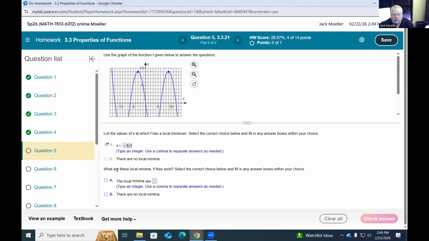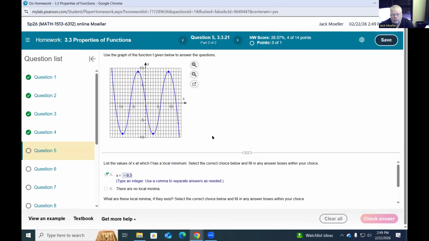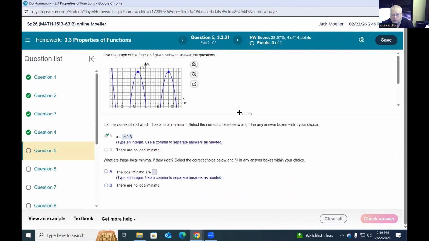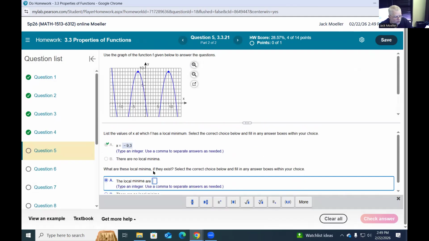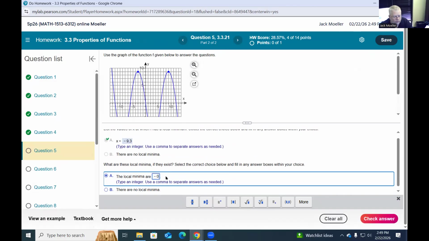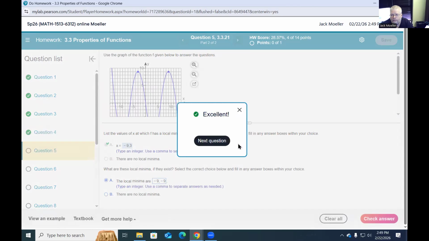Okay. Now, what are these local minima? Okay. Now, when it says what are, those are the y values. So what is the y value of this one? So that's 5, 6, 7, 8, 9. So that's -9. Now, notice that they're the same. Let me check this right quick, because in the past, MyMathLab would count it wrong if you repeated it. We talked about how MyMathLab doesn't like repeated answers. Let me check over here. Okay, they accept repeated answers in the Maxima.